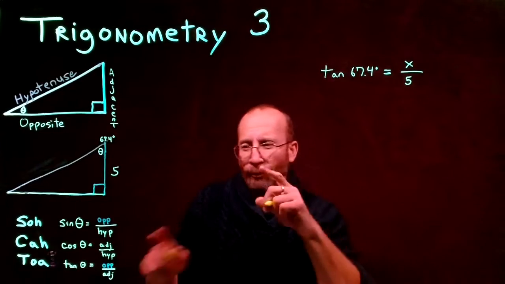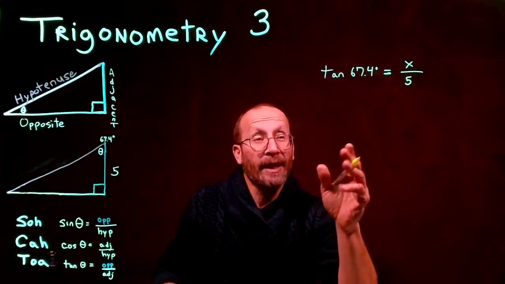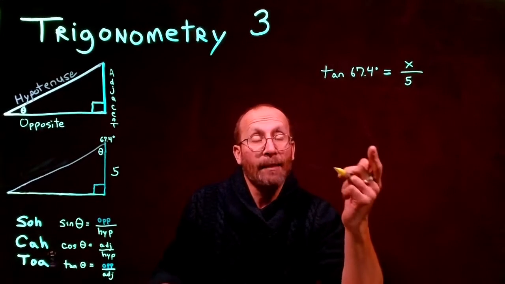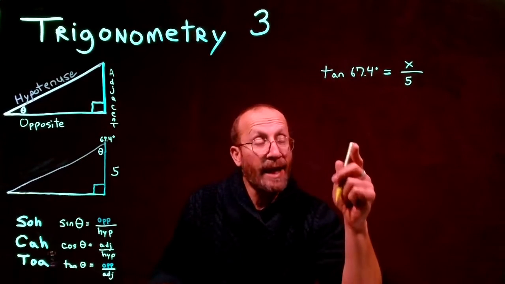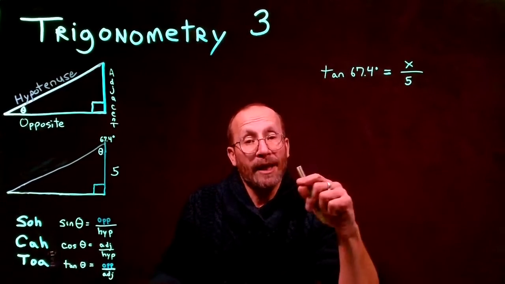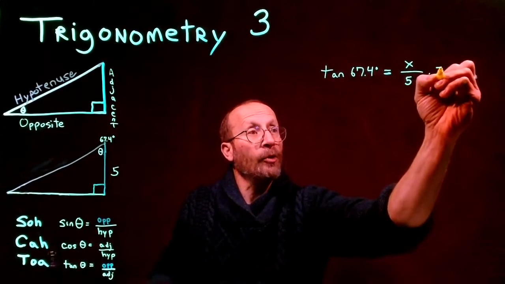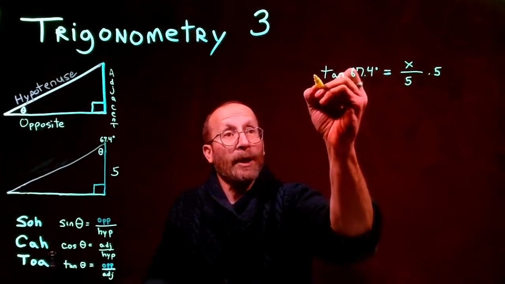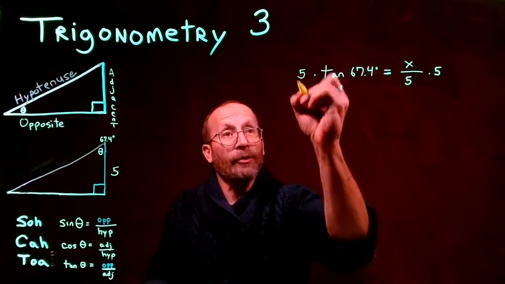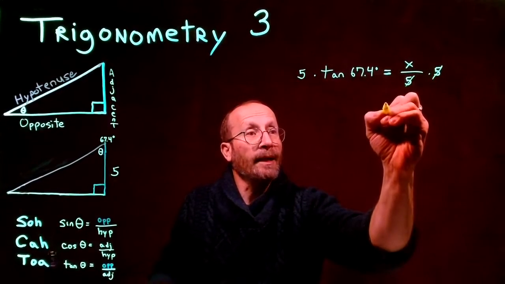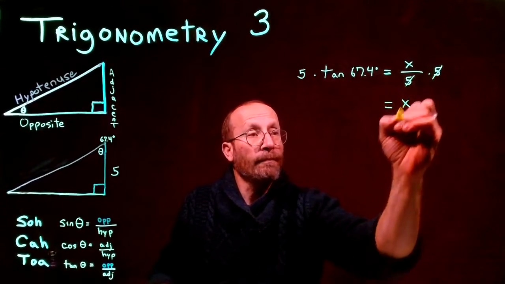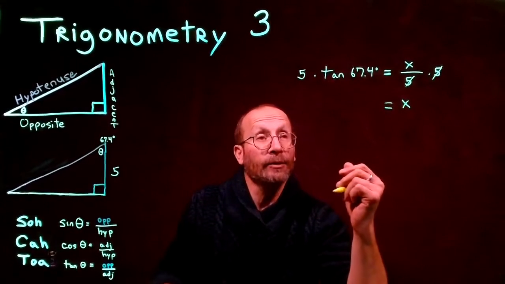SOHCAHTOA helped me plug the numbers into the right place, and my hard work is now done. I'm going to simplify it. Like last time, to do that, I want to have the x all on one side of the equation. So I'm going to multiply by this whole number. In order to be allowed to do that, I'm going to have to do it to both sides. Now this cancels, and I've put x alone on one side of the equal sign.